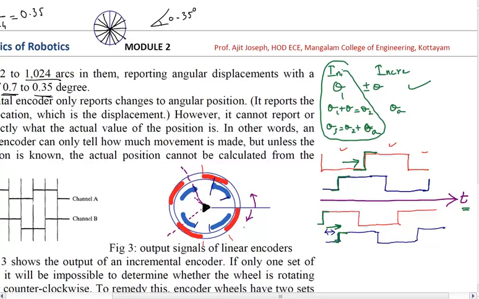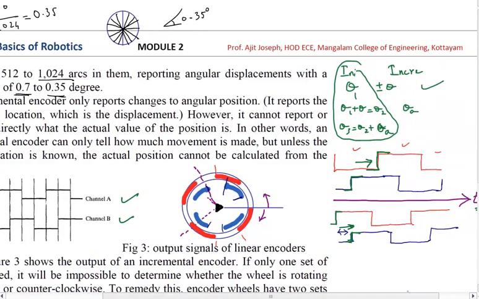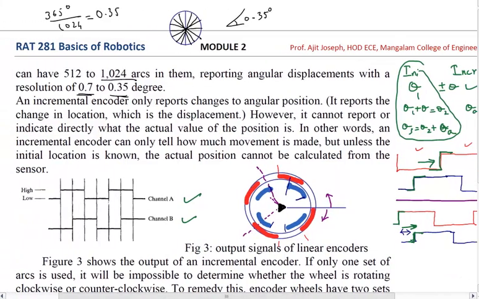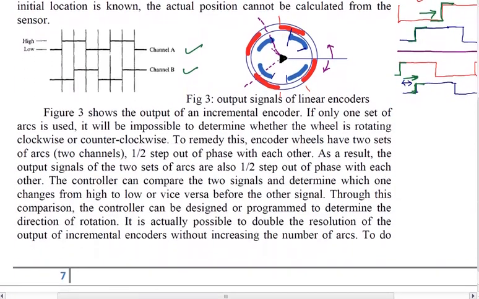So by drawing two arcs like this and having two pulses out of it, we will have channel A and channel B, and looking at the leading and the lagging edge, we can come to a conclusion of whether it is rotating in the clockwise direction or anti-clockwise direction. So we can give a direction of positive theta or minus theta. That is how we do it in the case of an incremental encoder to find out which direction it has rotated.